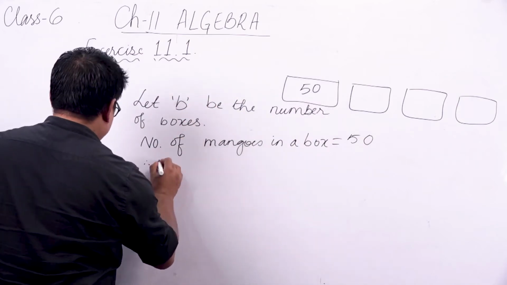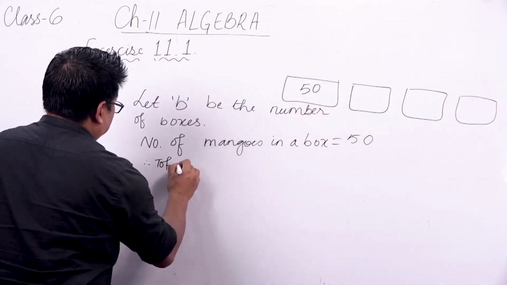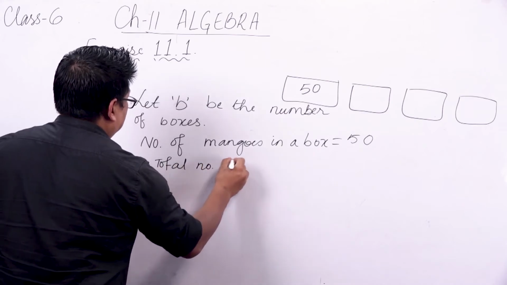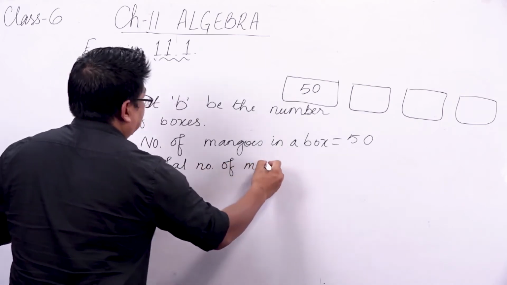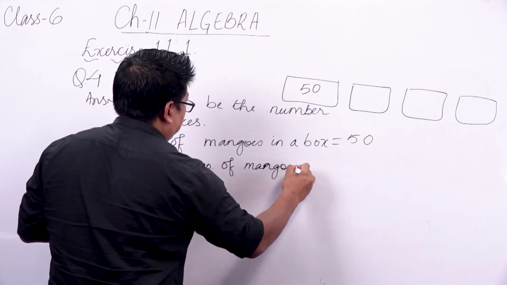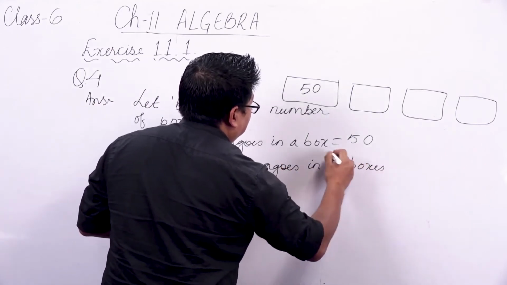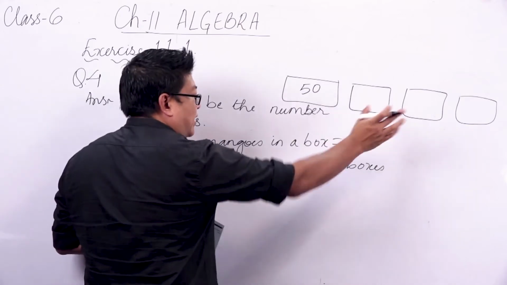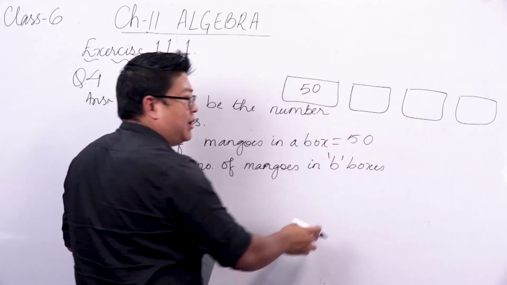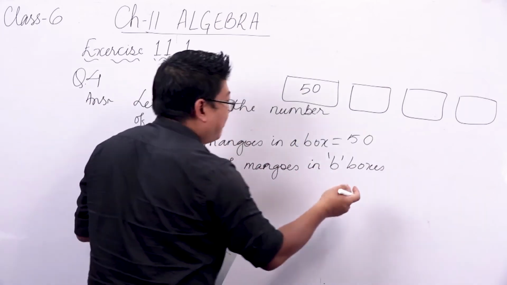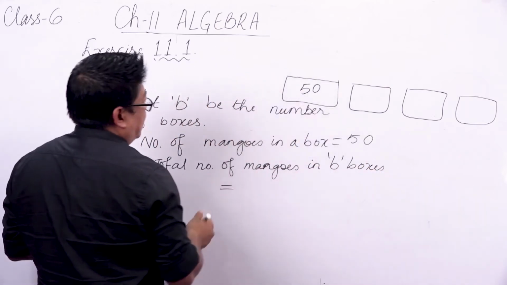So therefore, the total number of mangoes. They are asking us the total number of mangoes in B boxes. That means we don't know how many boxes there are. We are simply representing it by B. It can be 5, 6, 7, 8, all right? So this will be represented like this.